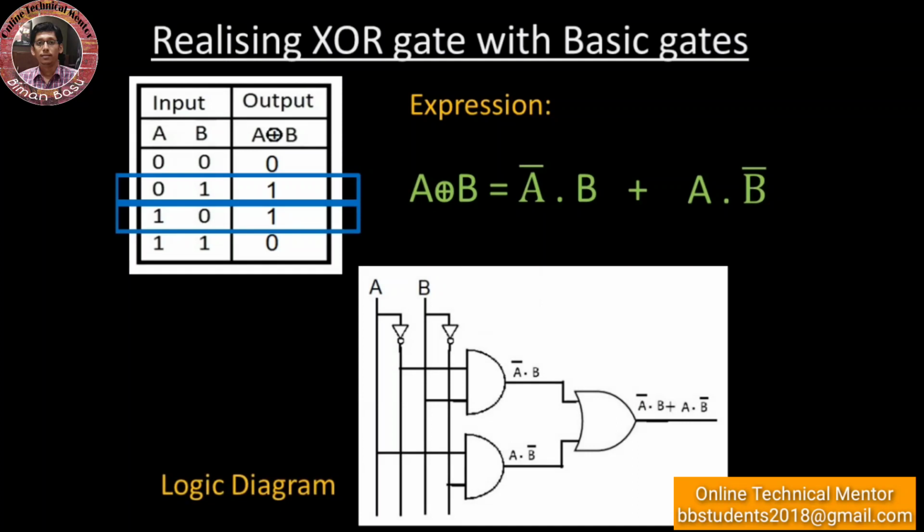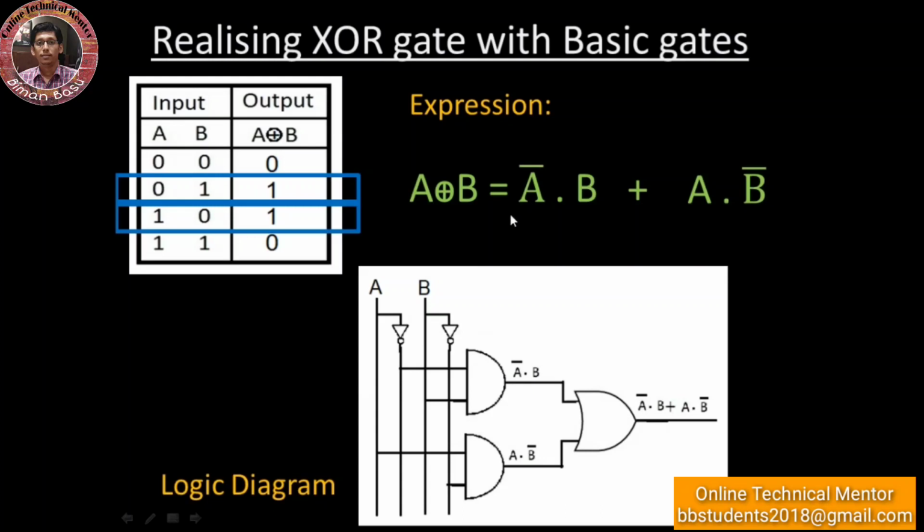Look, the expression contains only basic gates: NOT, AND, OR. Draw the line of A and draw a connection from here and attach an inverter or a NOT gate, and this line will be treated as A bar. Similarly, draw another line B and it has a B bar line. So first of all, you have to draw the A line, A bar line, B line and B bar line.